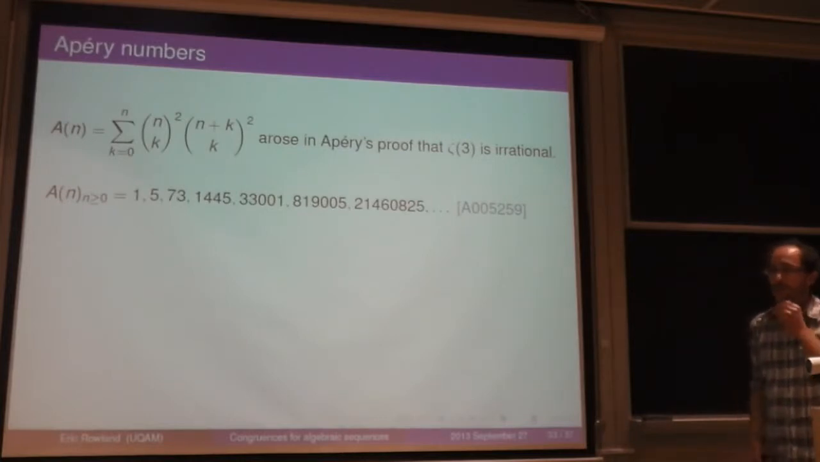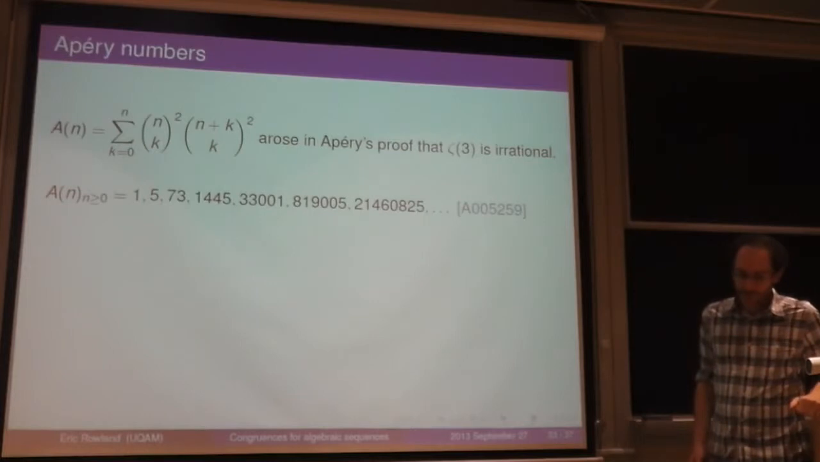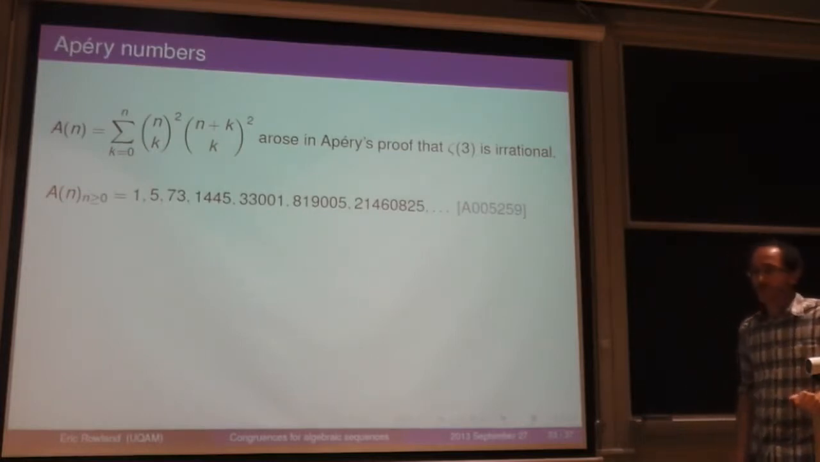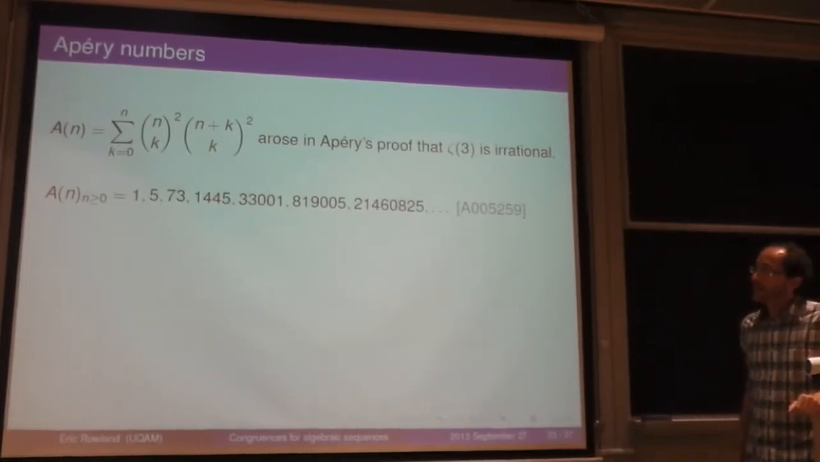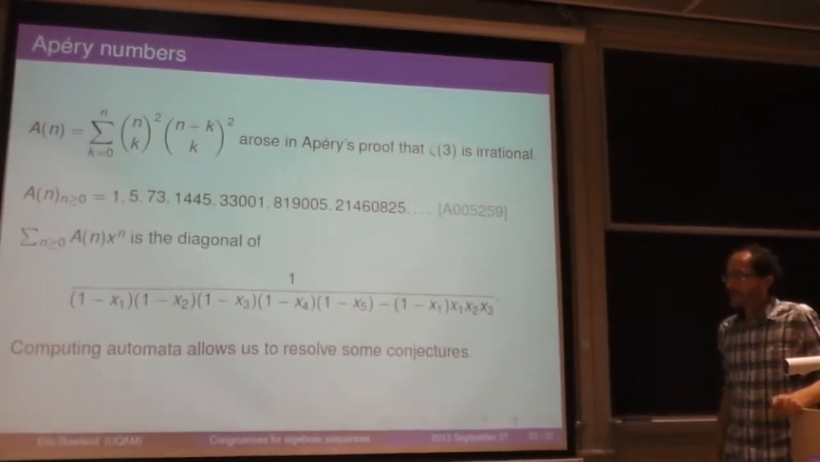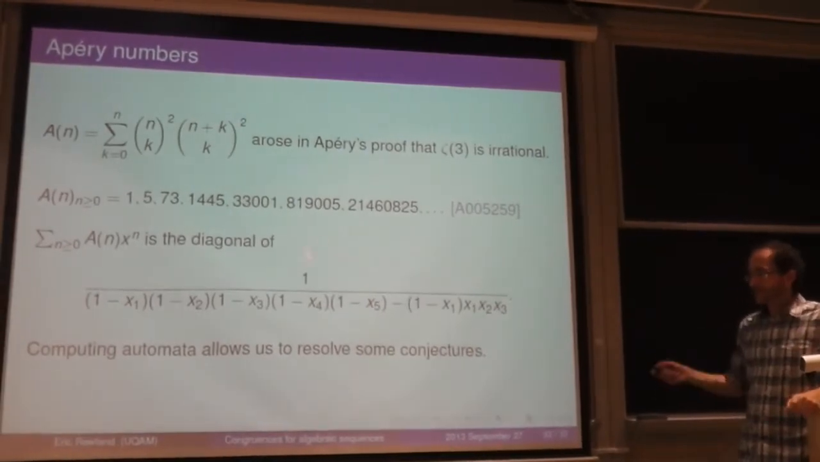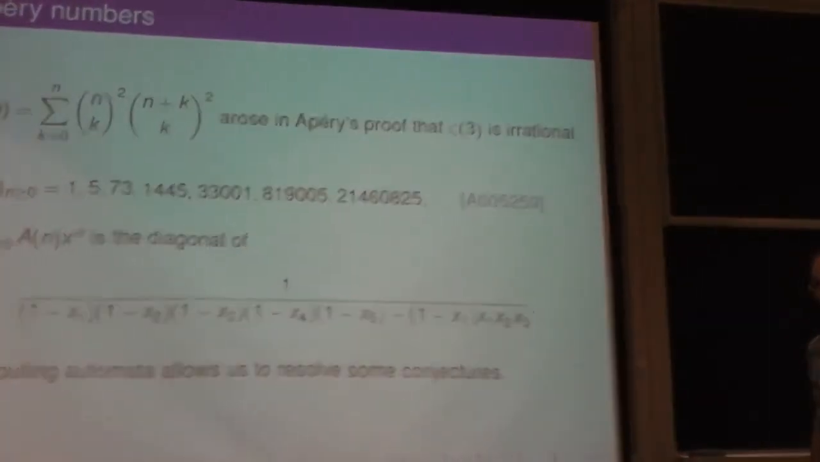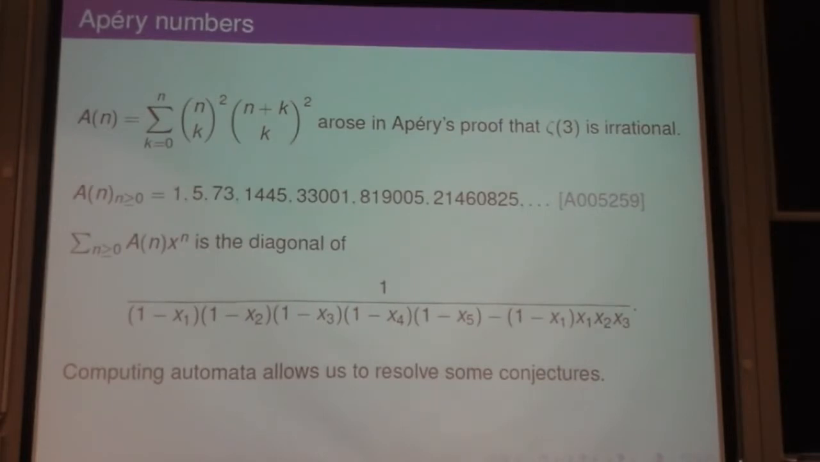The very last sequence I want to talk about is the Apéry numbers. This sequence arose in Apéry's proof of the irrationality of zeta of 3. This sequence is not algebraic, but it is the diagonal of this rational expression in 5 variables. This is really the point: the Furstenberg proposition was required to get algebraic sequences as diagonals of rational functions. But if we're just given a diagonal of a rational function, that's good enough. We can just start from there.